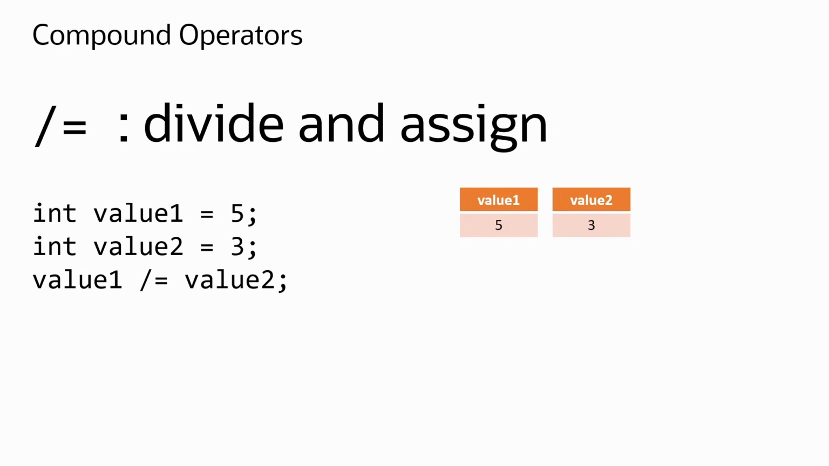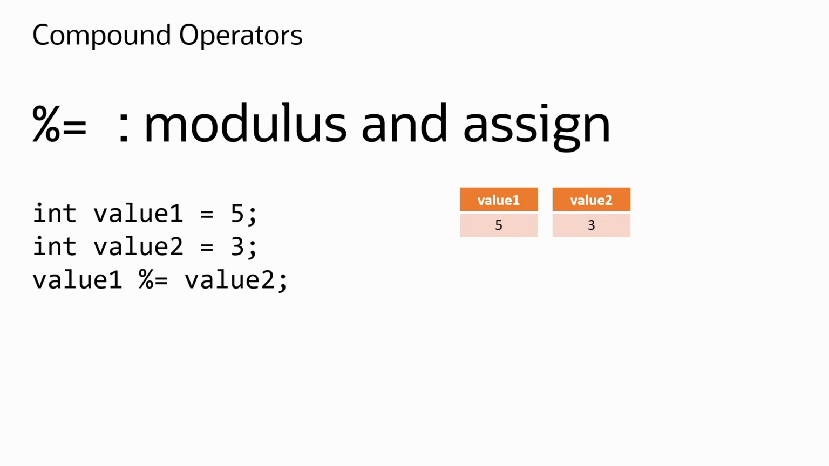Divide equals is going to divide and then assign. So value 1 is 5, value 2 is 3. We'll do the division first. Value 1 divided by value 2, or 5 divided by 3, which is 1. Here we're doing integer division, and so we truncate the decimal. And then value 1 is assigned 1.